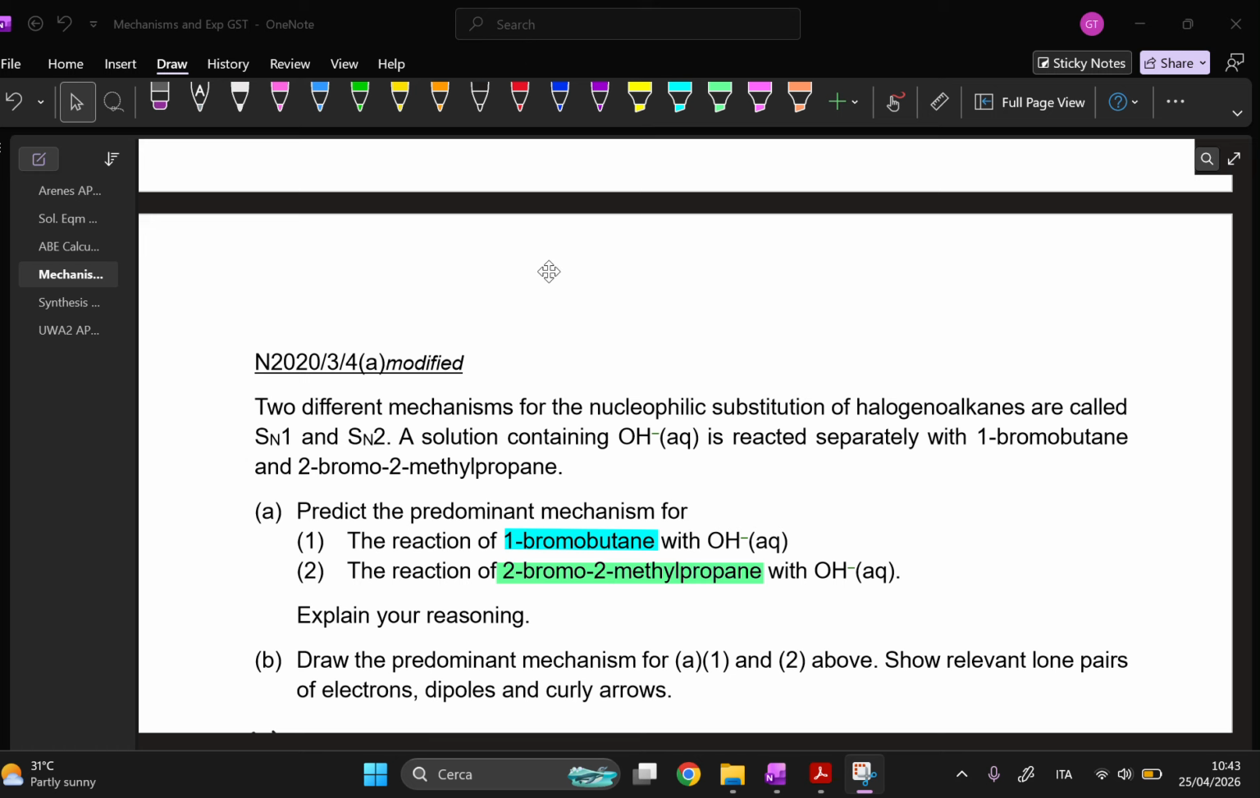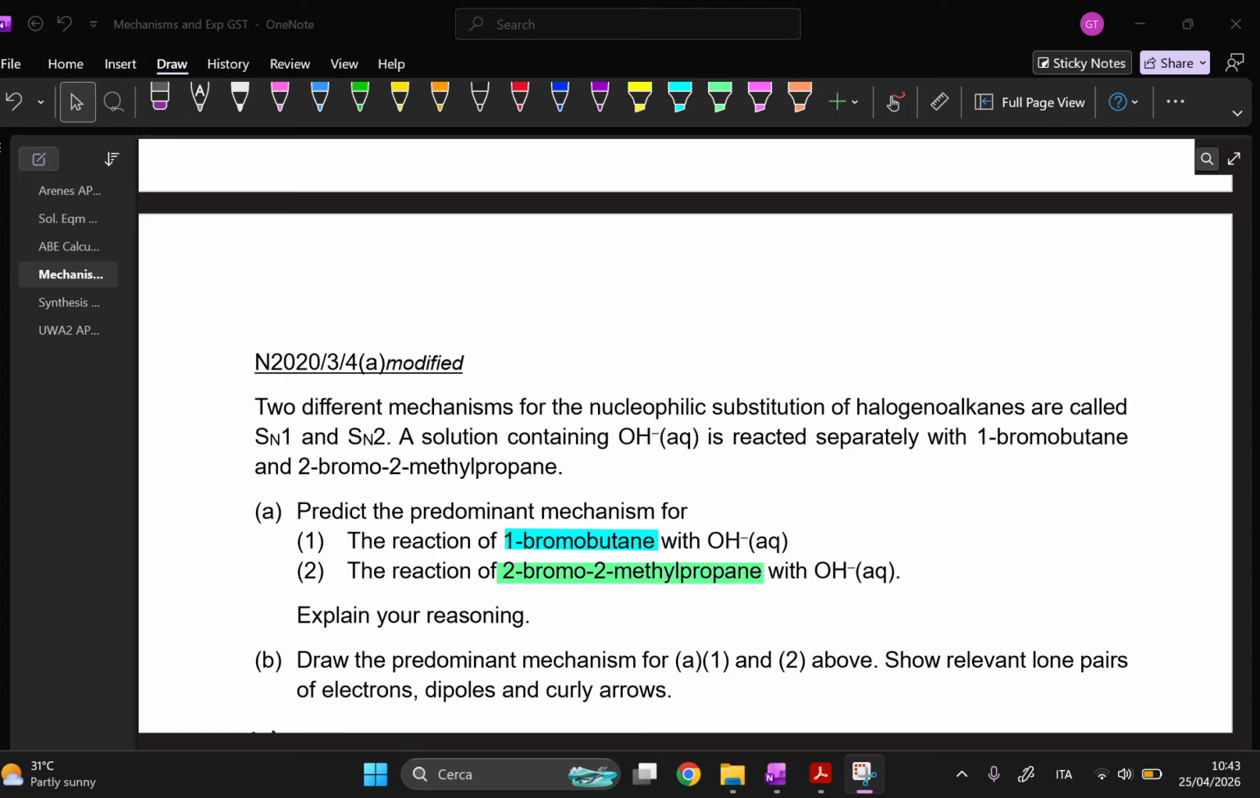Okay, here we are looking at this particular question about nucleophilic substitution. So remember, nucleophilic substitution has two types of mechanisms, right? SN1 and SN2. SN1 is unimolecular nucleophilic substitution, and SN2 is bimolecular nucleophilic substitution.